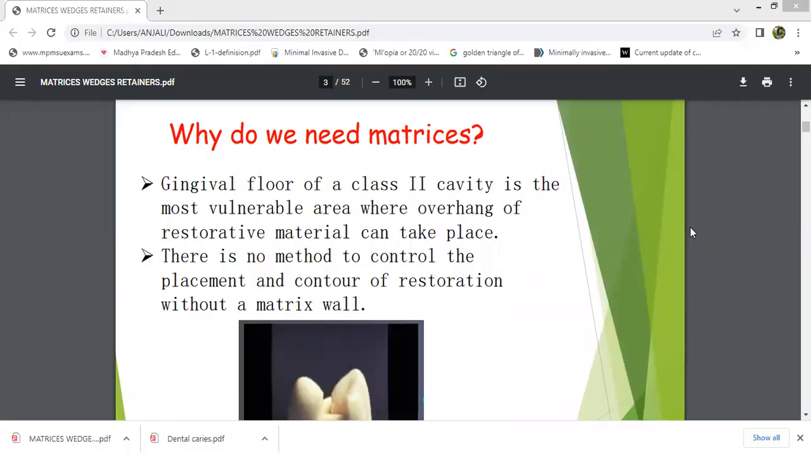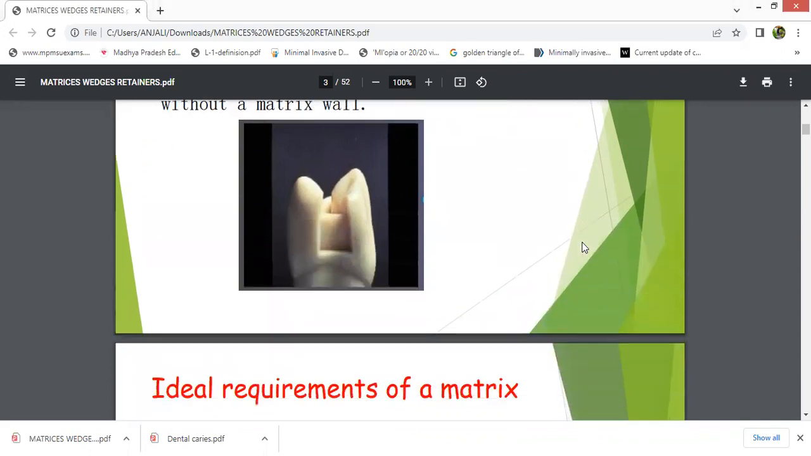Next, why do we need matrices? The gingival floor of the Class 2 cavity is the most vulnerable area where the overhang of restorative material can take place. There is no method to control the placement and contour of restoration without a matrix wall.